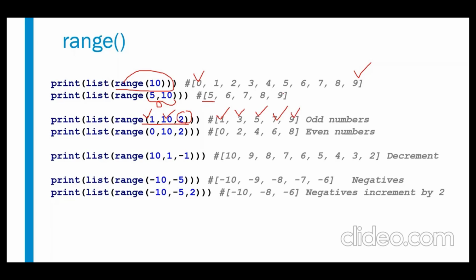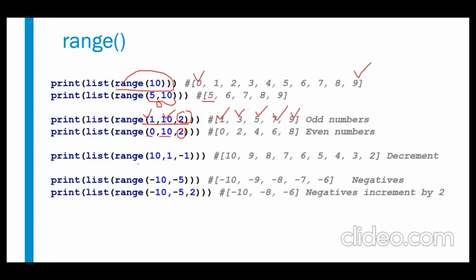Similarly, if you want to print only even numbers, I can start from 0, the maximum is 10, and every time increment by 2. So 0 becomes 2, then 4, 6, and 8 is the last even number. Like this we can use the range function to print a range of values.